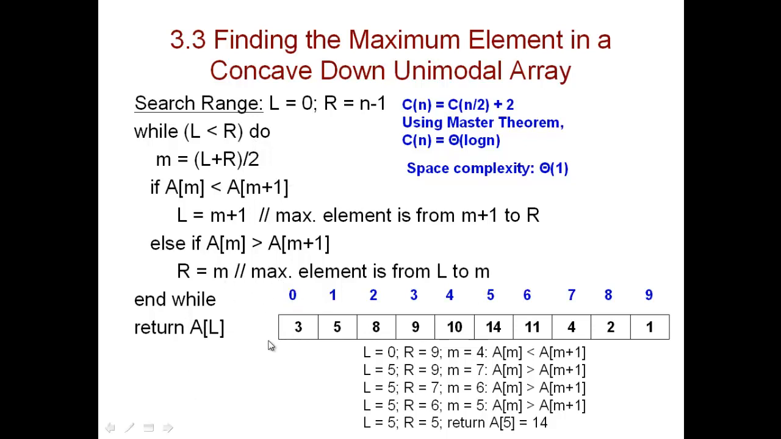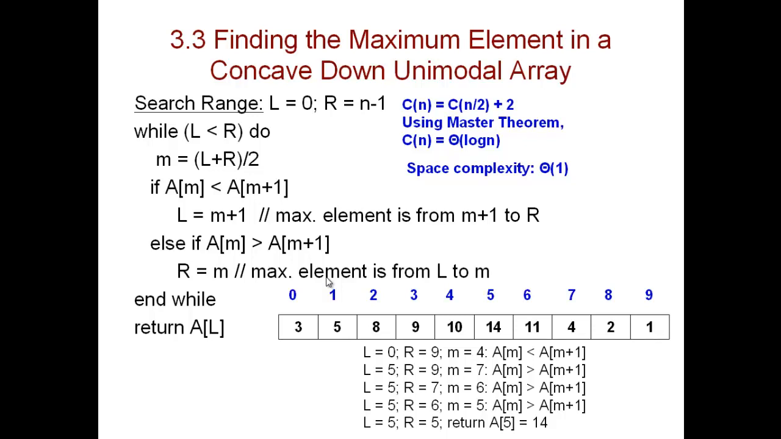So the invariant is this. The property you want to maintain is that the maximum could be anywhere ranging from the left index to the right index. It could be at the left index, it could be at the right index, or it could be anywhere in between. So that's how we define the invariant.